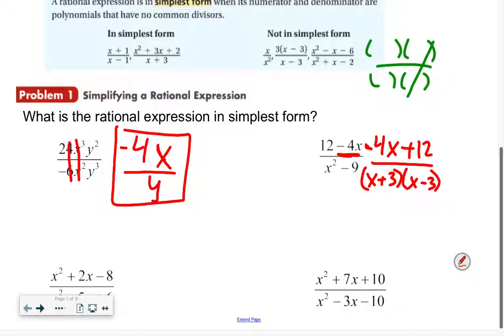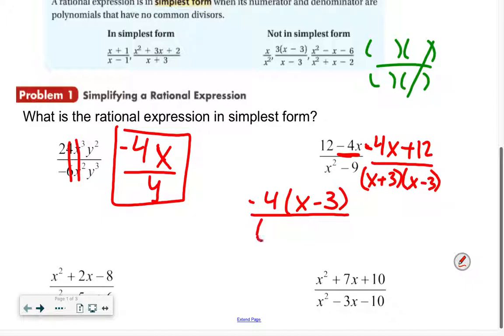I can pull negative 4 out, right? If I pull a negative 4 out of my negative 4x, what am I left with? x. If I have a negative 4 pulled out of a positive 12, first off, I'm going to have a negative, and then 4 times 3 is 12. Questions on how we got negative 4x plus 12 to negative 4 times x minus 3?